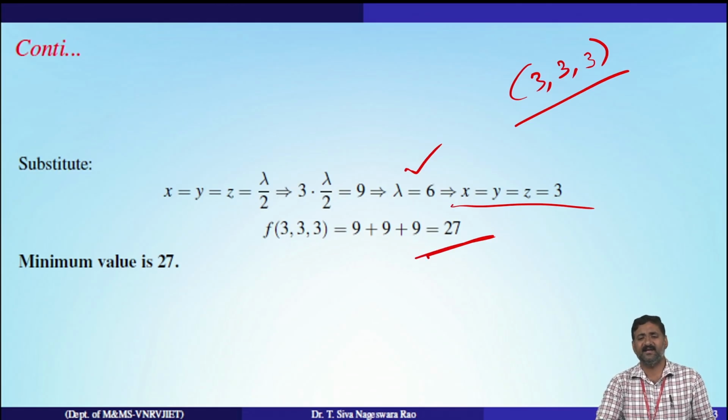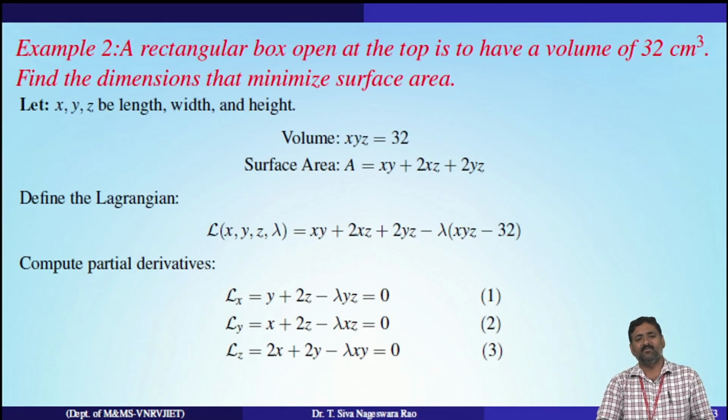What is f of x comma y comma z? x square plus y square plus z square. So 3 square plus 3 square plus 3 square, which gives 27. So this is the minimum value for the given function. Next we will see one more example.